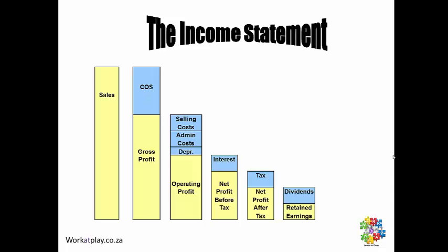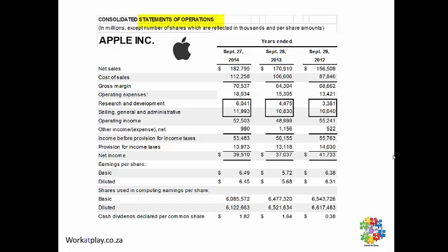Just to show you an actual income statement. Here you've got the consolidated statement of operations. Remember, I told you another name for income statement is statement of operations. Consolidated just means they've taken all the different aspects of the business and put it into one. This is obviously of Apple, and as you can see, you've got net sales less cost of sales gives you your gross margin. We sometimes call it gross profit, sometimes gross margin.